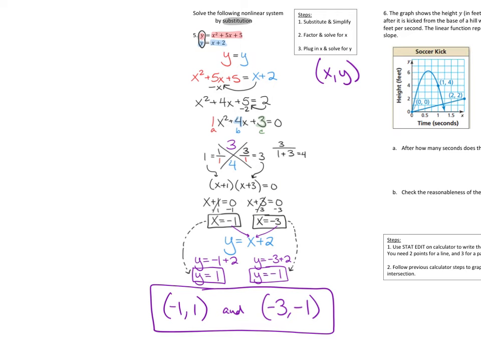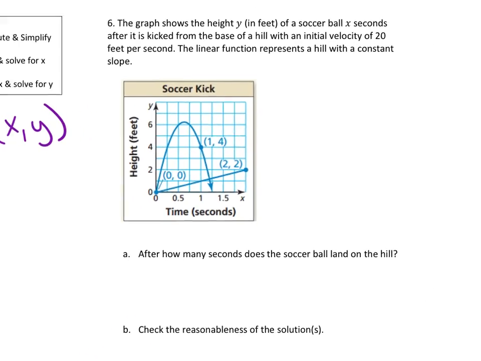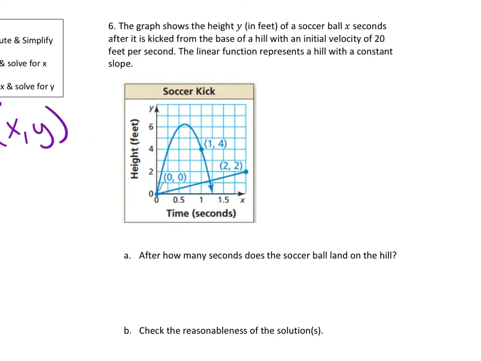Speaking of that technological tool, we're going to super use it on number 6. Number 6 is a real-world scenario here. It says the graph shows the height in feet of a soccer ball certain seconds after it is kicked from the base of a hill with initial velocity of 20 feet per second. The linear function represents a hill with a constant slope.